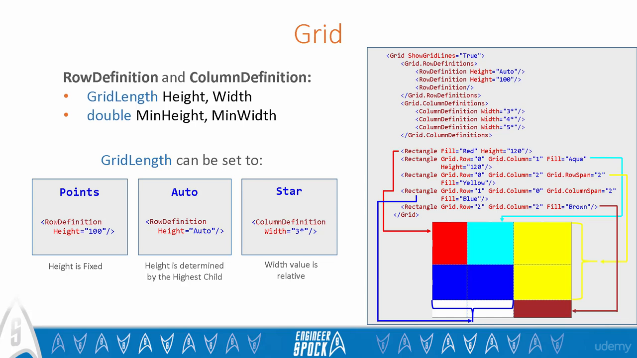Stars mean proportional sizing. For example, in the code snippet, columns define their width as 3 star, 4 star, and 5 star. That means that the width of columns can be divided into 12 equal parts. The first column takes 3/12, the second takes 4/12, and the third takes 5/12. A proportionally sized row or column grows and shrinks as the grid is resized, taking into account proportional ratios.